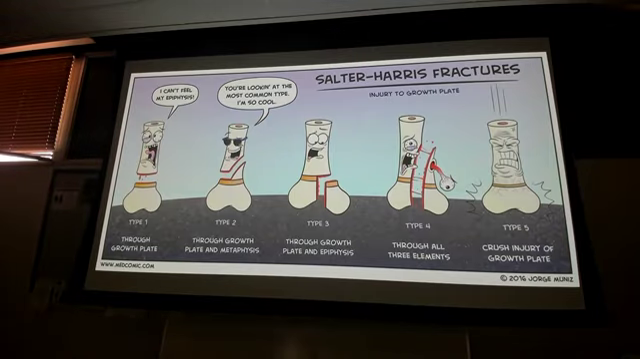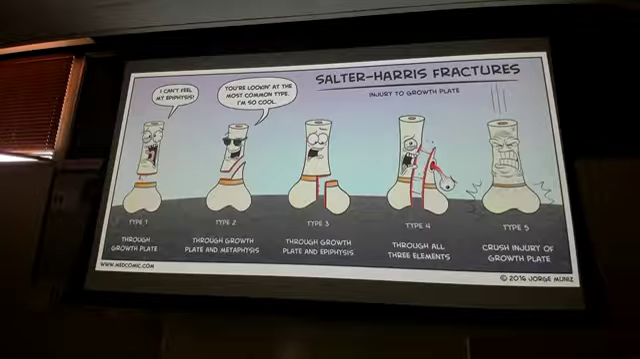Here's another cartoon that kind of shows it and breaks it down. Type 1 doesn't really show it slipping, but we'll look at x-rays where it does show that. But really 2, 3, and 4, which means don't get tripped up. When you find a 2 or a 3, your next step is to go through the x-ray and make sure it's not a 4. Right? Make sure it's only through.